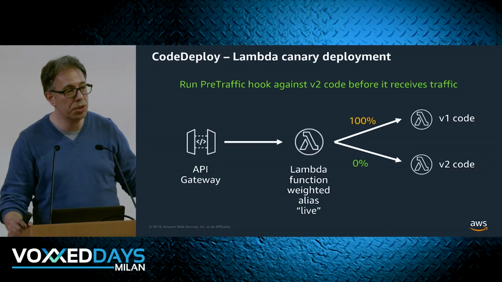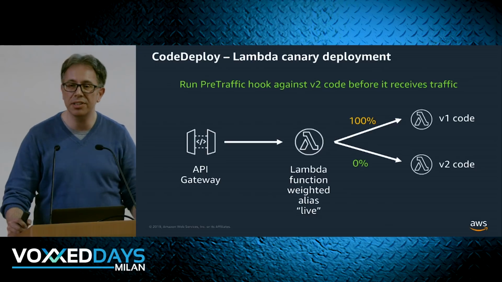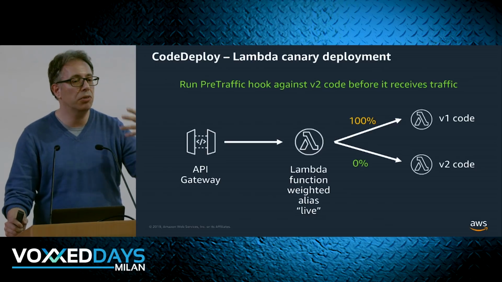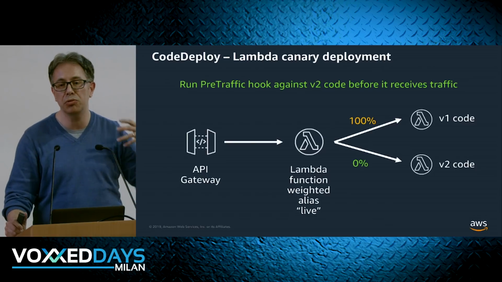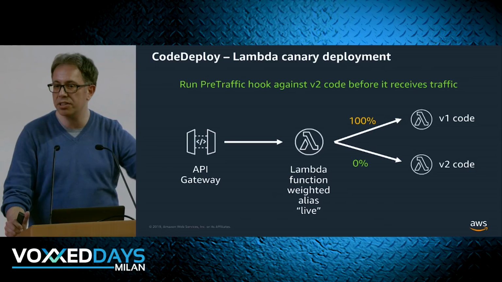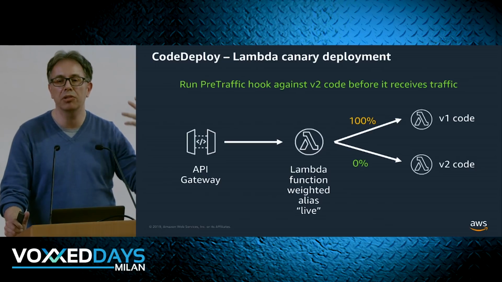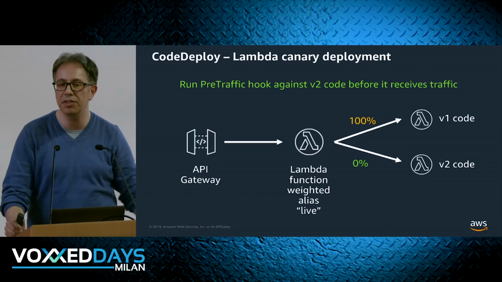Then you can optionally run what we call a pre-traffic hook. This is another Lambda function that does whatever you want to test the function before it's released to other users. So for example, you can do a smoke test and see if everything works. This is the production environment, so you can also run a synthetic transaction and see that everything works.